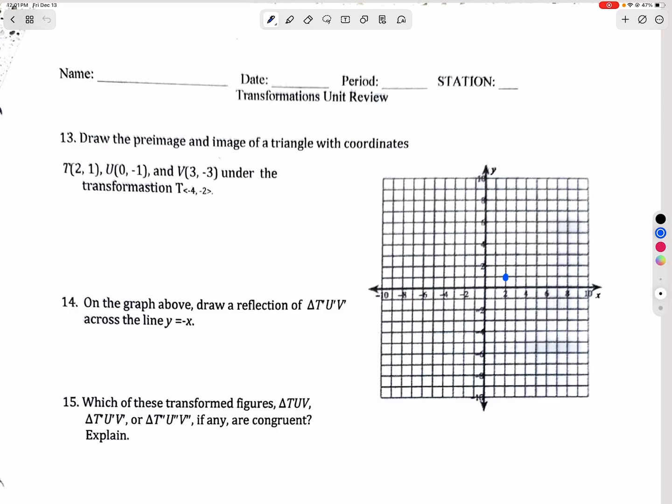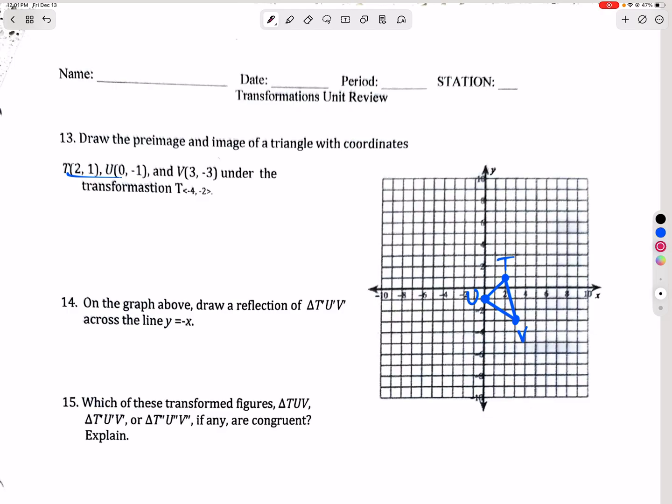All right, so T is at 2, 1, which is right here. U is at 0, -1, which is right there. And V is at 3, -3. So T, U, V. It's right here. Okay, so that's the OG.